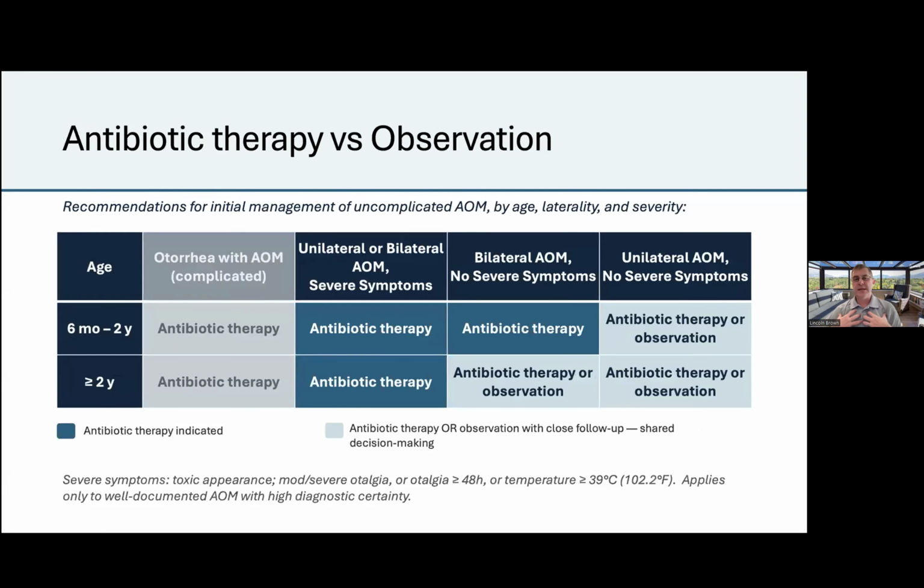And for people like me that like pretty graphs that sum it all up in one place, here we go. On the left, again, that nod to complicated acute otitis media, it gets antibiotic therapy. It is complicated. Otherwise, for younger kids, unilateral or bilateral, they get antibiotics. If they're older, then that's where we start getting into some of the observation options.